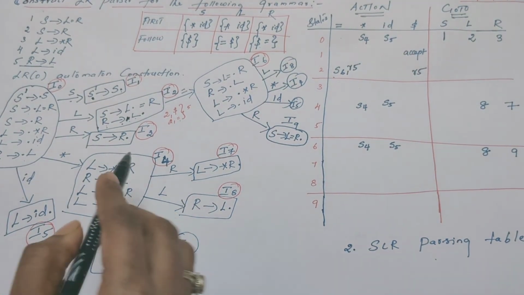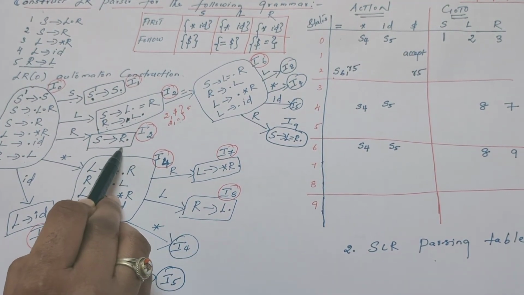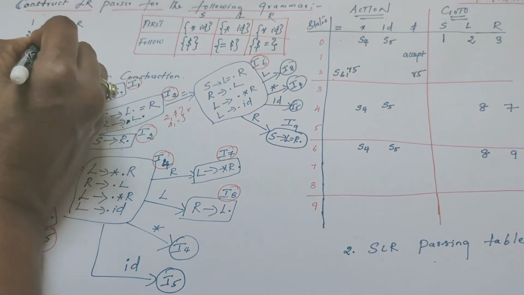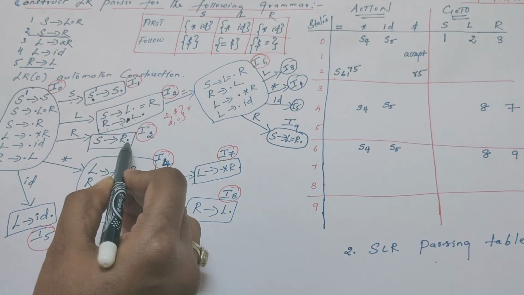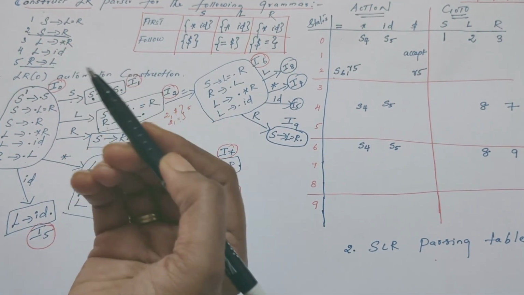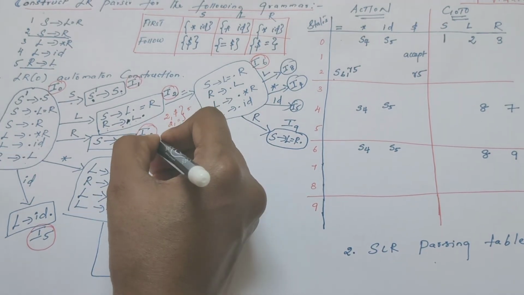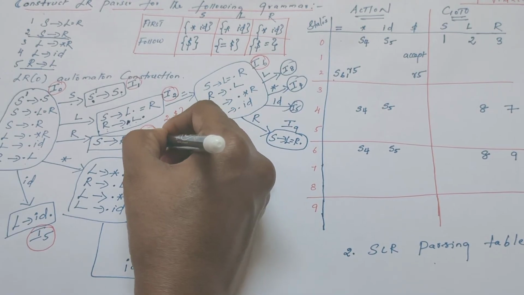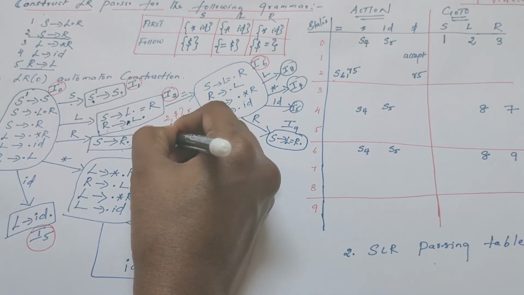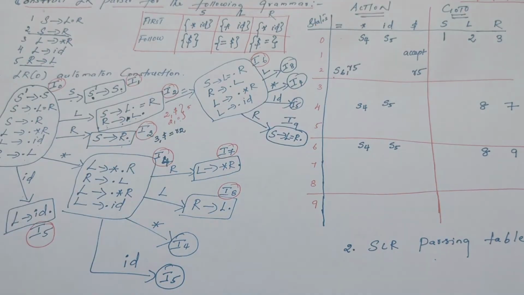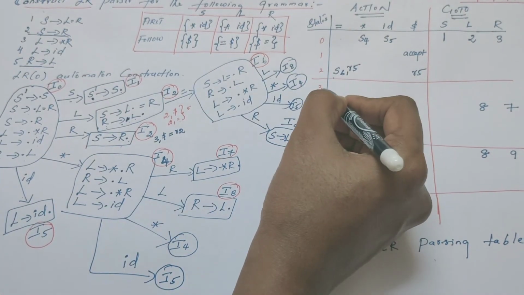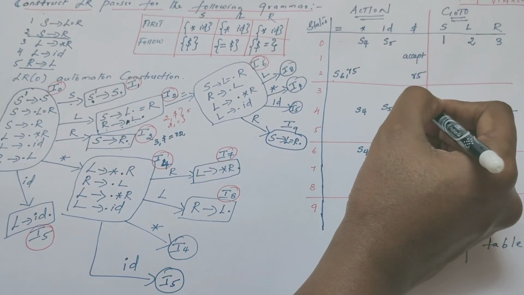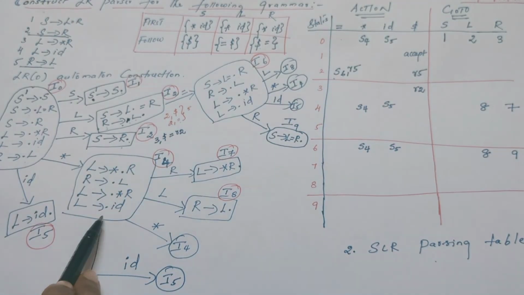Right? Okay, now let us move on to the state I3. In the state I3, there is a rule number 2 whose dot is kept at the rightmost end, isn't it? So where do I fill this reduce rule? State number is 3. Consider the follow set of S, which is nothing but dollar. So 3 comma dollar is equal to R2. R2 is nothing but reduce by rule number 2. Now come to the state I4.